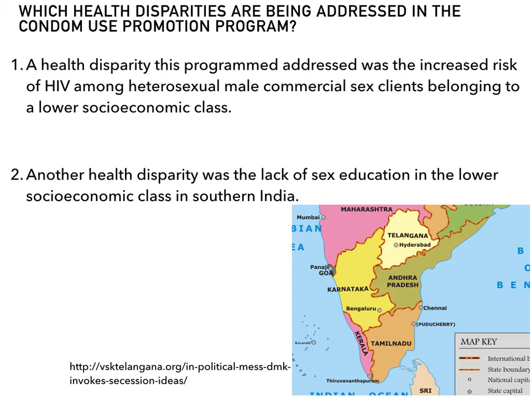Now, this increased risk of HIV was considered a health disparity because 2.5 million people have HIV in India. This is 10% of the overall world's HIV cases. Below, I have provided an image that highlights the regions of southern India that were targeted in this campaign.